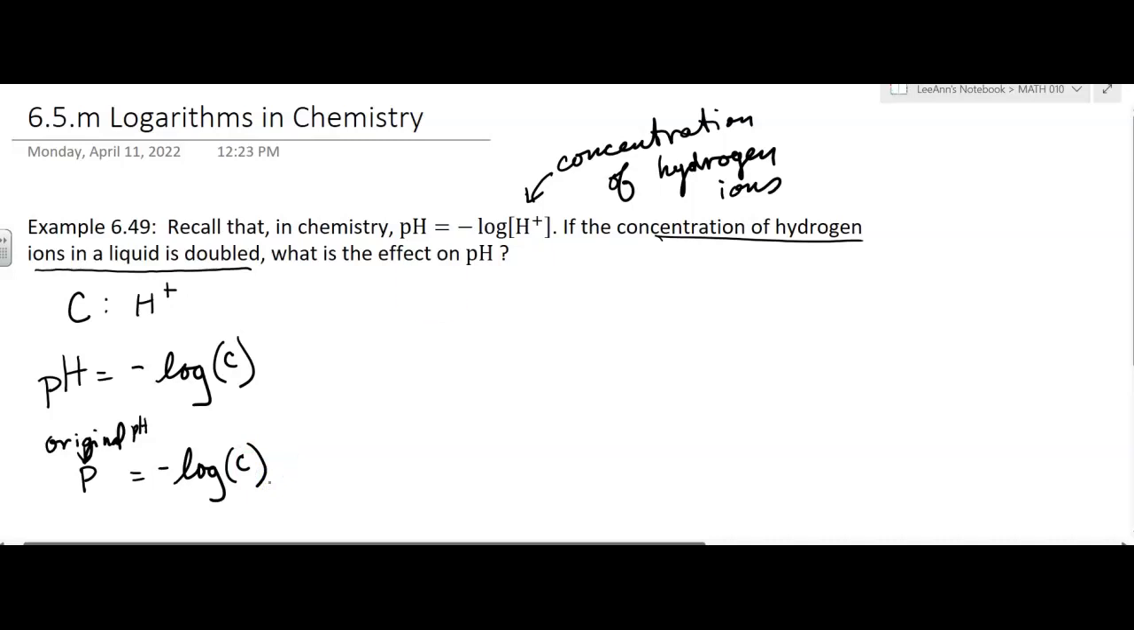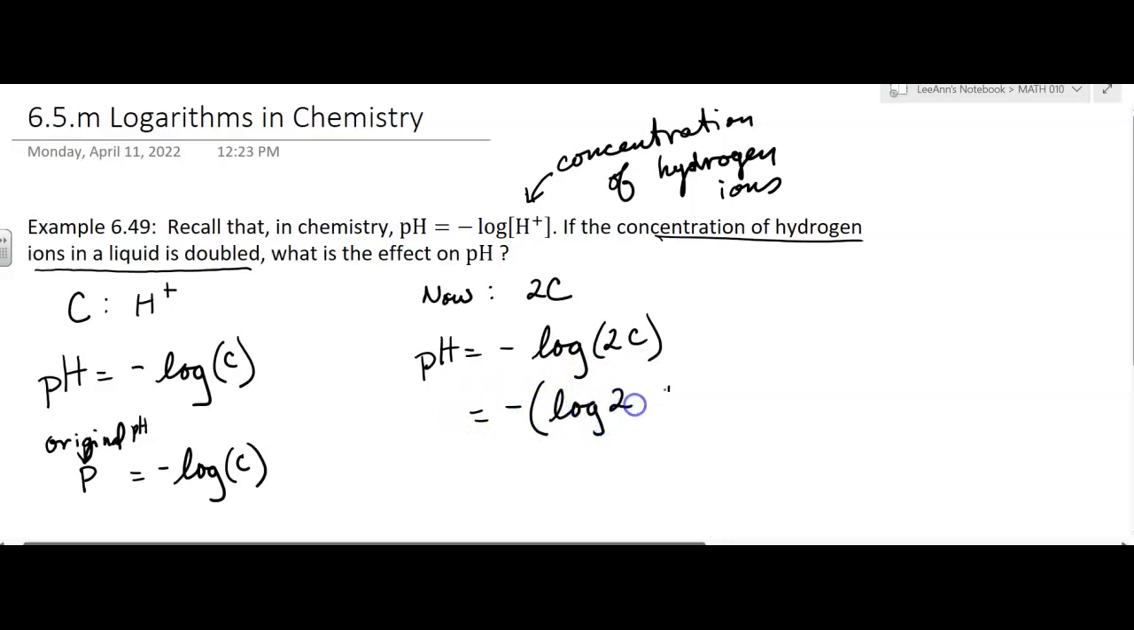Now we're going to go to a situation where now we're going to double it. So now we have 2C. So the pH is going to equal the opposite of log 2C. But that we know we can split that up into two separate logarithms. By the way, these are all common logs, so that's great. Now, if you distribute that subtraction or that opposite sign, you get this.